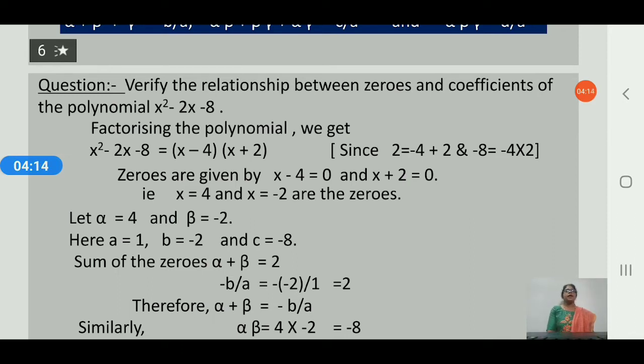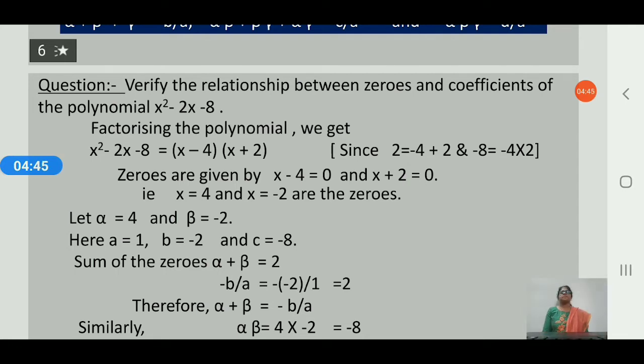Now, we are assuming alpha is equal to 4 and beta is equal to negative 2. Then our polynomial is x square minus 2x minus 8. What is the value of a? It is the coefficient of x square, that is, a is equal to 1. Then what is b? b is the coefficient of x, that is negative 2. And what is c? c is negative 8, that is the constant term.